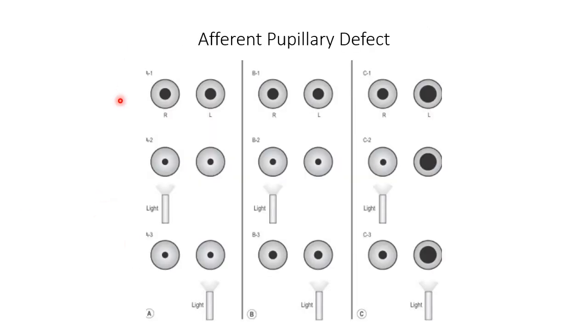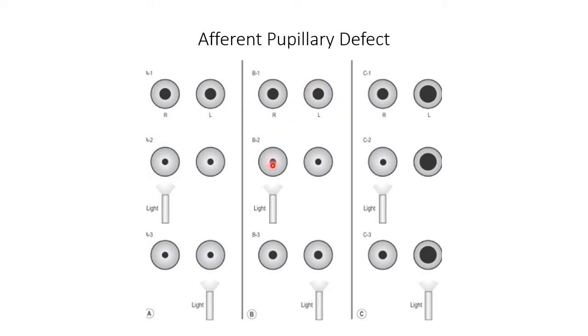So this is an example of the swinging flashlight test demonstrating an afferent pupillary defect. In this individual who has no pathology of either eye, both pupils are in mid position at rest. Light is shined into the right eye and causes pupillary constriction on both sides. Then light is shined into the left eye, and again there's pupillary constriction on both sides, equal to the amount of light. In this example here, this individual has a left optic neuropathy.